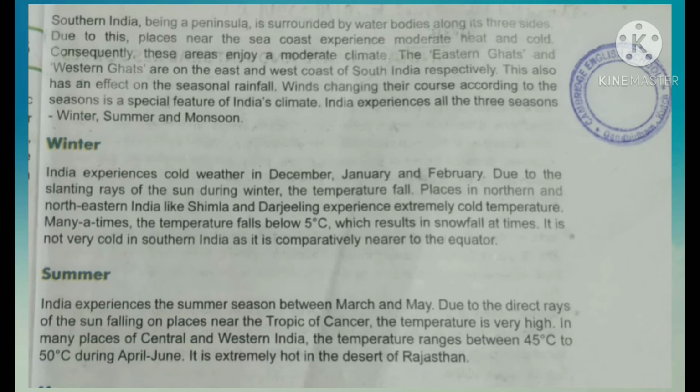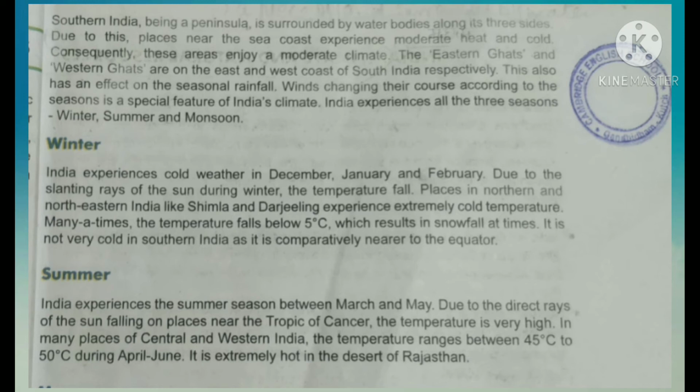Winds changing their course according to the seasons is a special feature of India's climate. हमारे यहाँ इंडिया का जो मौसम है, मौसम कैसे कहते हैं हम कि जो हवा है हर सीजन में एक तरह से डायरेक्शन बदल देता है. यही हमारे इंडिया के क्लाइमेट का सबसे बड़ा फीचर है. इंडिया एक्सपीरियंसेस ऑल द थ्री सीजन्स, विंटर, समर एंड मानसून. इंडिया में हमें तीनों मौसम का मज़ा मिलता है. हम सर्दी भी फील करते हैं, गर्मी भी, एंड साथ ही साथ बारिश का भी आनंद लेते हैं.